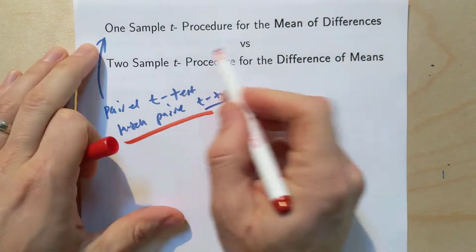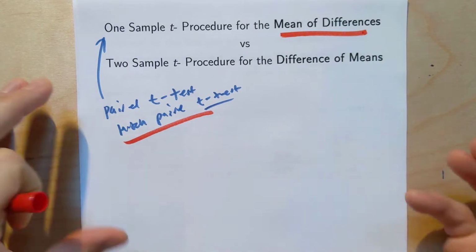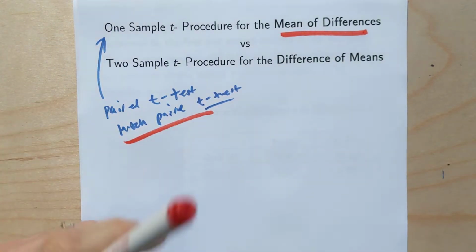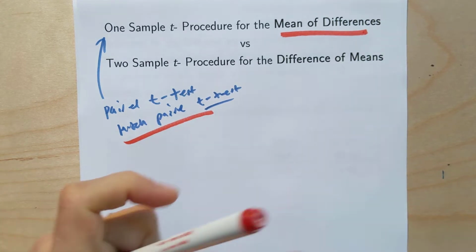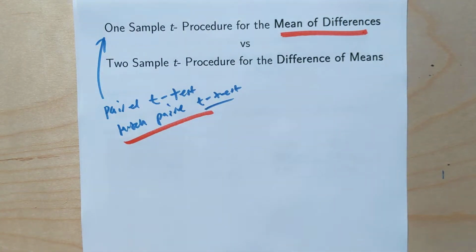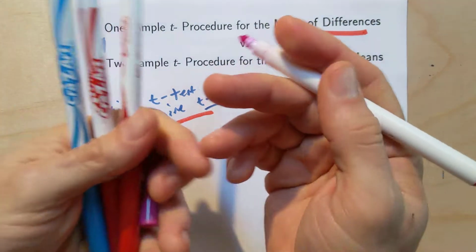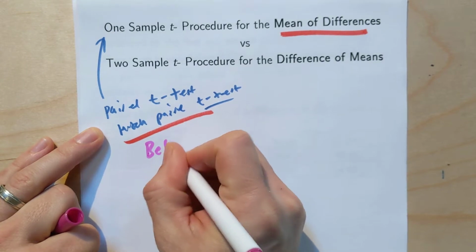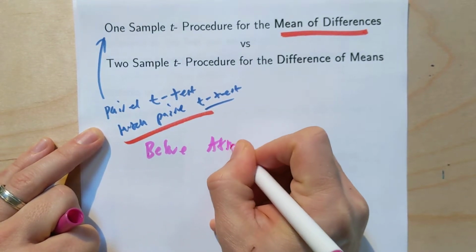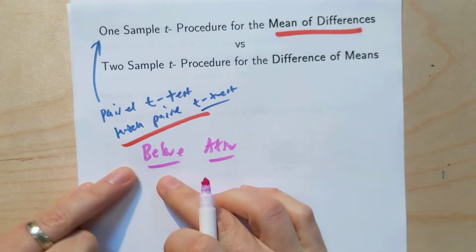So in this one-sample T procedure for the mean of differences, you might have before and after data. One of the most common go-to examples for things like this might be weight gain or weight loss. This is how much weight you weighed before, this is how much weight you weighed after, and then you analyze it.